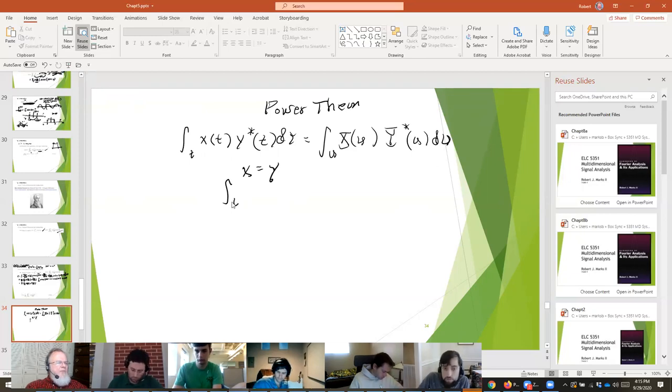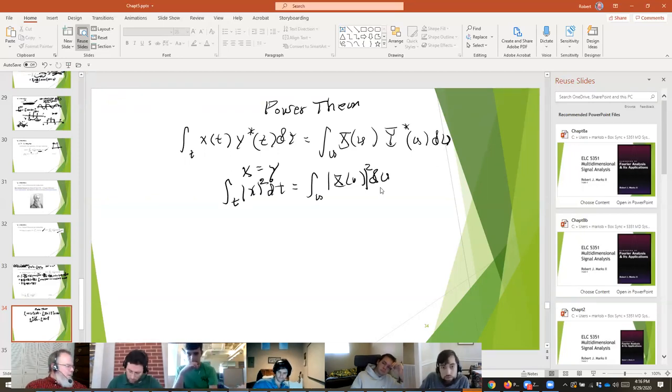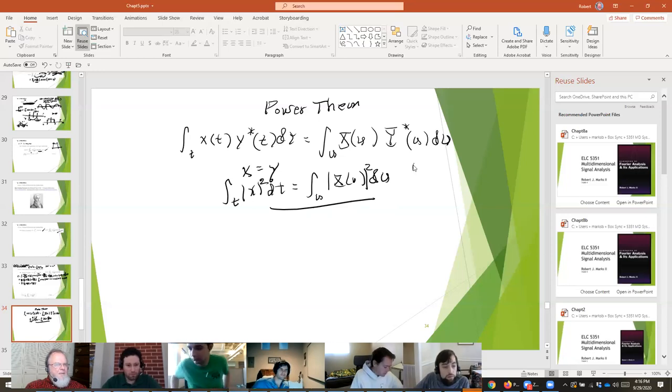When x is equal to y, we get the following. I'm not going to put in the arguments; I think you can see them. In other words, this second expression is a special case of the theorem on top when x is equal to y. Do you recall what we call this theorem? Yes, Parseval's theorem. Exactly right. Again, we said Parseval's got a lot of things named after him.